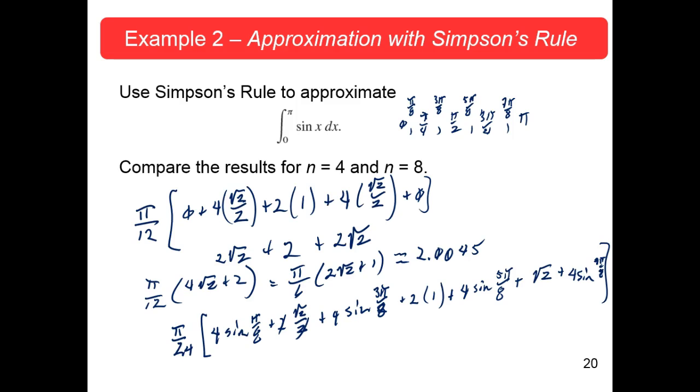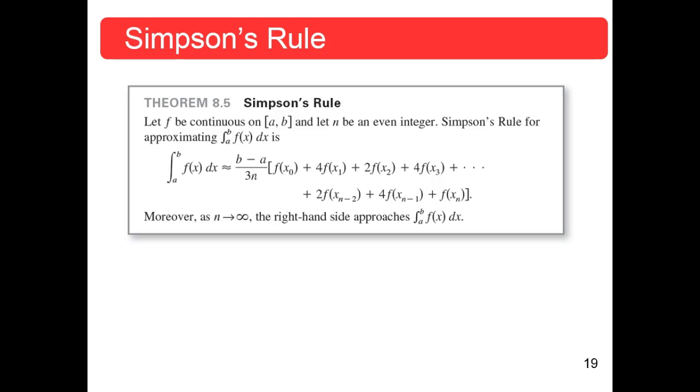You want me to talk through it again? Yes, sir. I was confused on where the pi over 12 is coming from there. Okay, this one up here, which is here. Okay, Simpson's rule is b minus a over 3n. Okay, your b is pi and your a is 0. So that's where the pi comes from. pi minus 0 is pi.